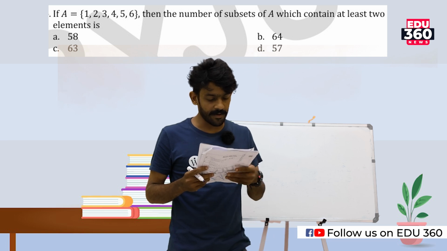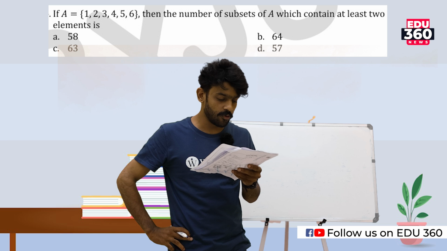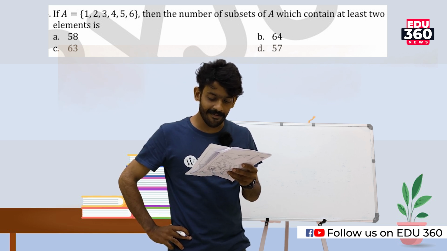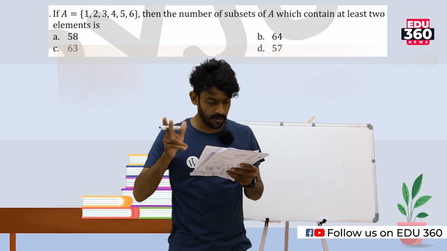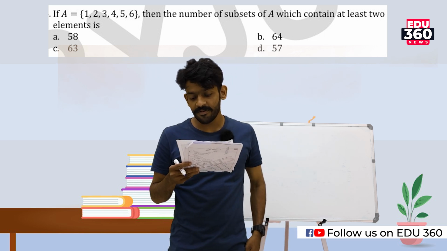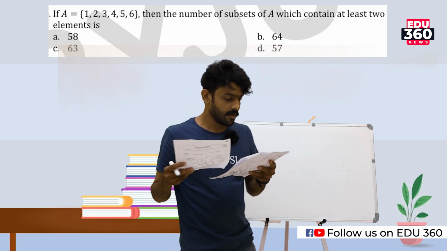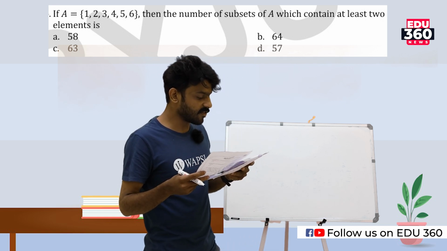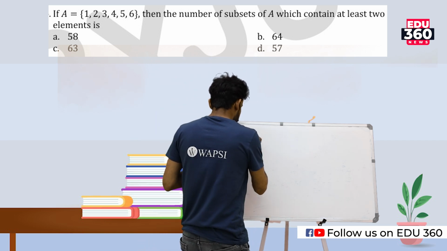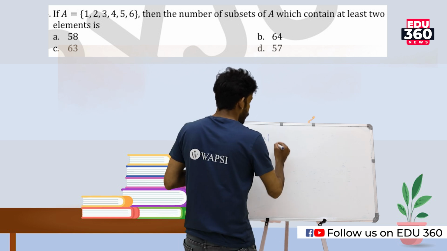So the question is given that if a is equal to, set a is equal to 1, 2, 3, 4, 5, 6, then the number of subsets of a which contain at least 2 elements is. So we need to find the number of subsets of a which contain at least 2 elements. Yes, so this is the question. So first of all, we can write total number of subsets of a.